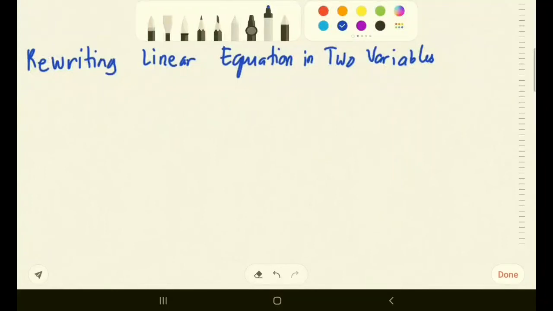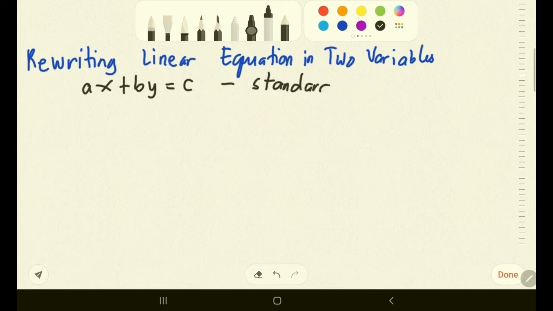Now, we're going to proceed to rewriting linear equations in two variables. Last time, I already defined what a linear equation in two variables is, which is in the form ax plus by equals c. This is called the standard form of a linear equation in two variables.